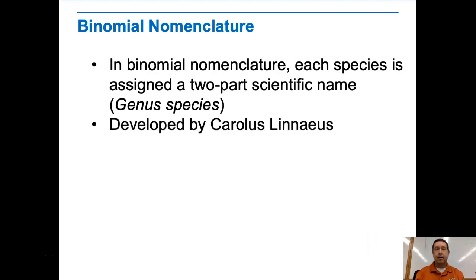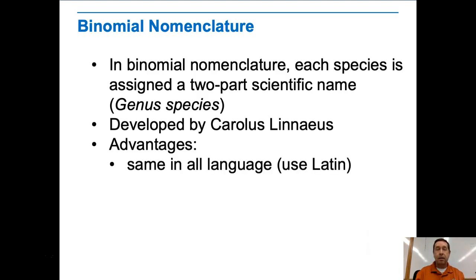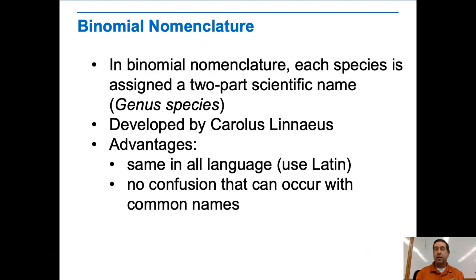Like I said, it was developed by Carolus Linnaeus, and the advantages are it's the same in all languages. We use Latin, so the words are the same no matter what language that scientist speaks. People around the world know what organism you're talking about. There's no confusion that can occur with common names. When you talk about a bear or a cat, that may mean something different, or again, obviously with different common names in different languages, that can cause some confusion as well. And the meanings of the words don't change over time because Latin is not a currently used language like English. Those words can change their meaning over time.